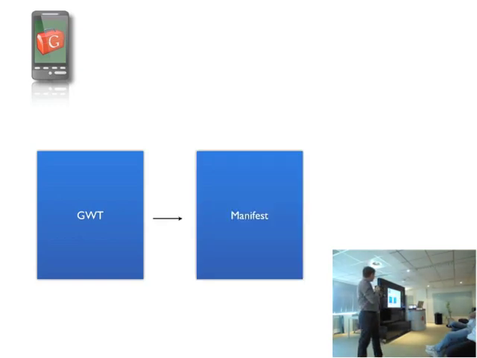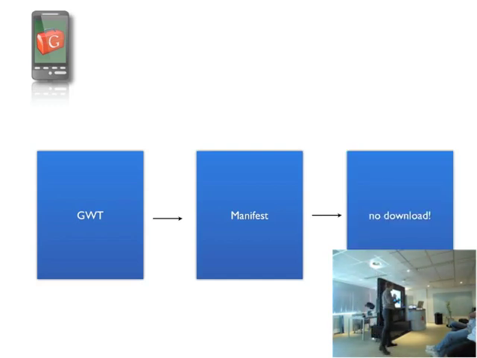And remember, with GWT, we see all the different artifacts at compile time. So we can create a manifest file, which you need for offline storage, while compiling. And so you end up with no download at all. Just a small call to ensure that your app is not out of date. If your app is out of date, okay, we download again.